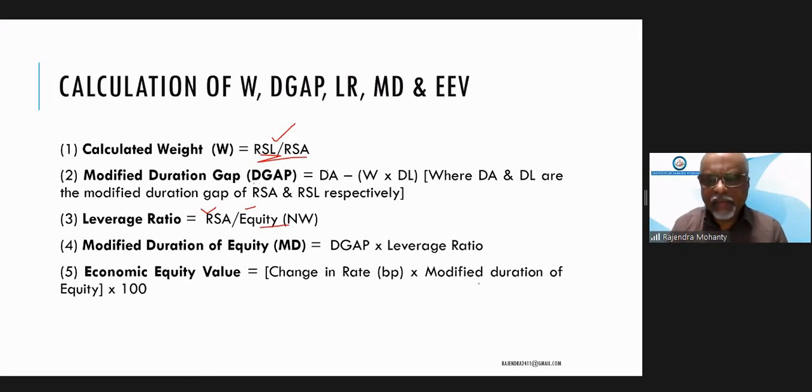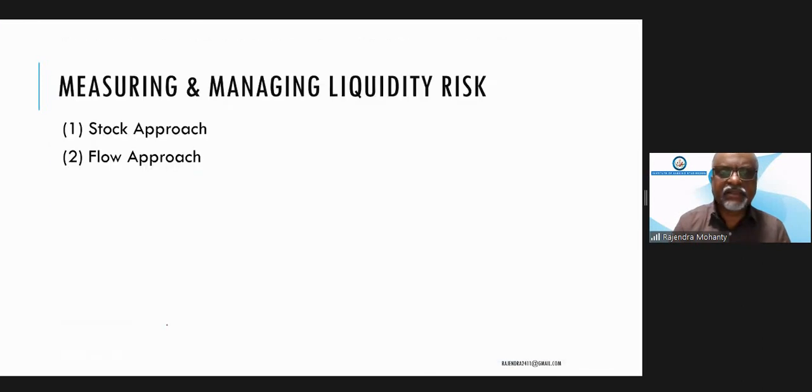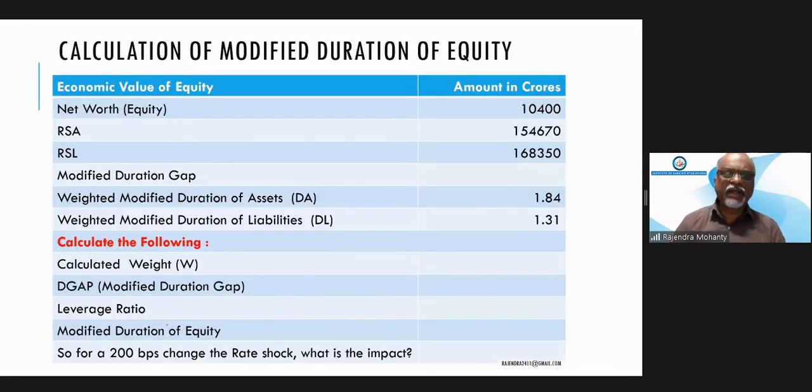So basically, modified duration of equity we have calculated here in number 4. We have to multiply that with the change in rate of interest given in the question. Say 300 BPS, 400 BPS. Just multiply that, you will get that economic equity value. So please do that and let me know what is the economic equity value for the question given: for a 200 BPS change, what is the rate shock or economic equity value of that?